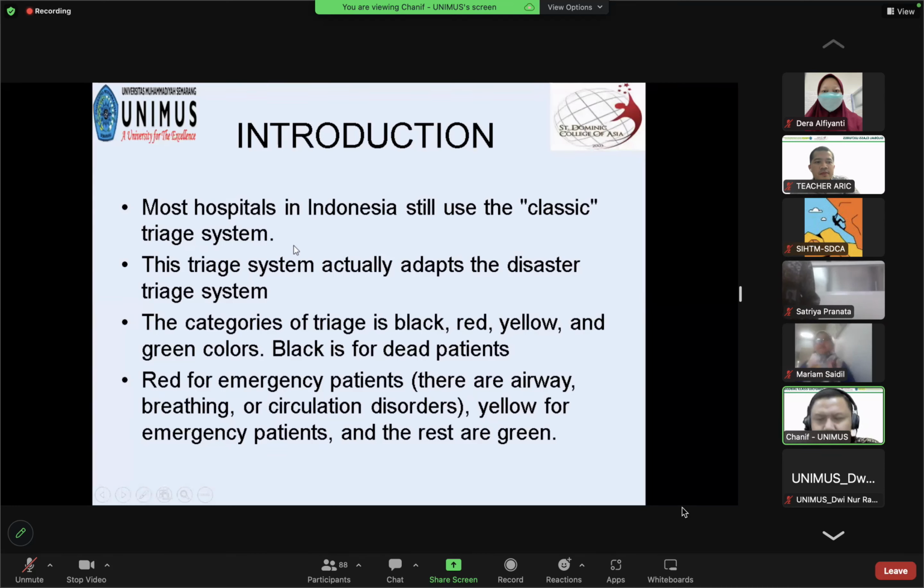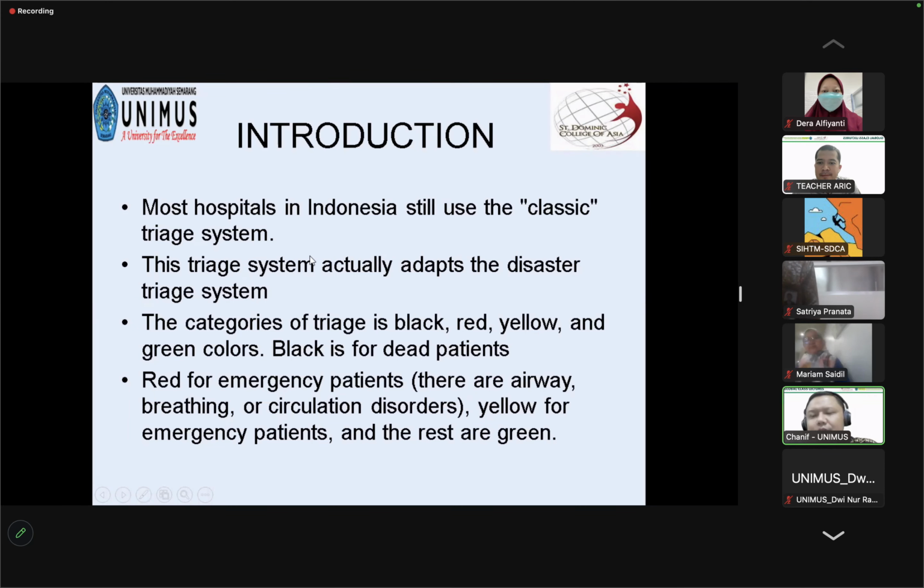Basic triage system. And how about in Philippines? Yeah. Sometimes a lot of the triage models in the world can be used. Yeah, but in Indonesia still use, but it is some of the hospitals. Yeah, because the system adapt the disaster triage system. Yeah, the namely is the START, Simple Triage and Rapid Treatment.